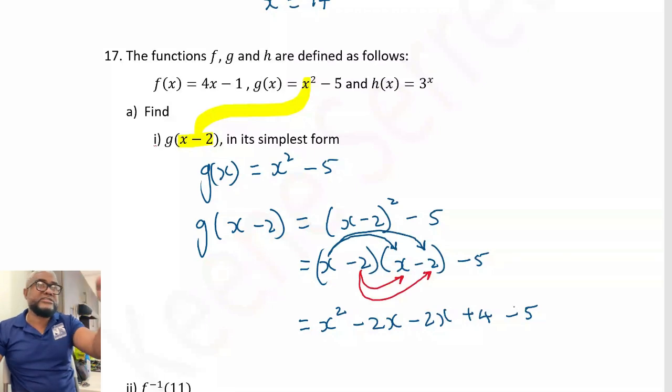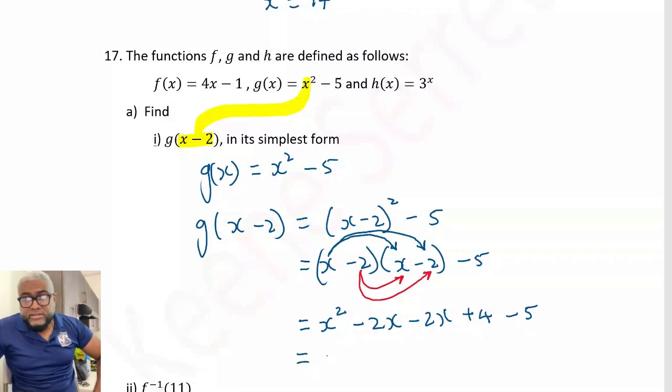So what are the only terms I can add or subtract here? Which are the like terms? Meaning if it's x's or just numbers by themselves, which ones can work out together? Well, negative 2x and minus 2x could work out together, right? What's the next two I could work out? 4 and negative 5.